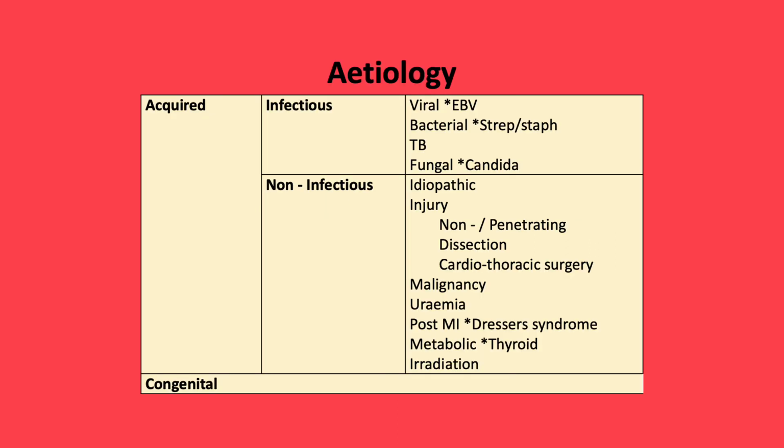The etiology of pericardial effusions is broad. It can be acquired or congenital. Congenital cases are very rare and account for 1 in 10,000 cases on autopsy. Acquired cases can be infectious and non-infectious. Infectious causes include viral, bacterial, TB and fungal. Non-infectious causes could be idiopathic, injury, malignancy, uremia, Dressler syndrome, metabolic causes and irradiation.